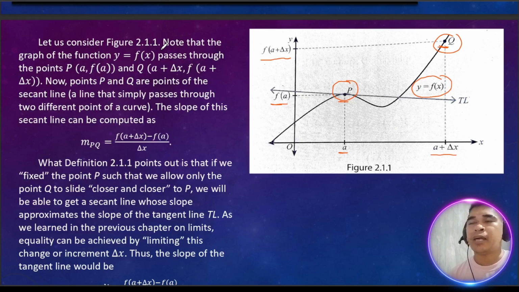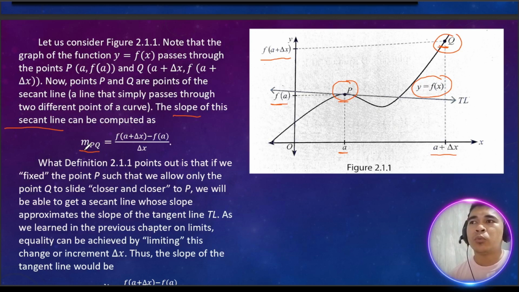When you say secant line, it is a line that simply passes through two different points of a curve. So, if we still remember the circle, a secant passes through 2 points of the circle. So, the slope of the secant line, take note of the word slope. We can get the slope of the secant line, computed as m sub PQ equals f of a plus delta x minus f of a all over delta x. That is the slope of the secant line.